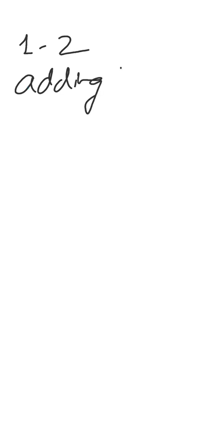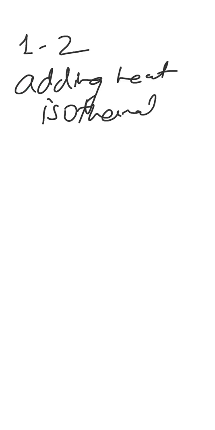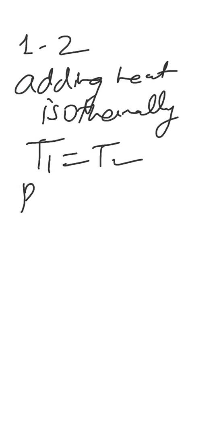See, I just tell you one thing. You should know the characteristics of each process, okay? 1 to 2. In 1 to 2, what is happening, I'll tell you one by one. In 1 to 2, you are adding the heat isothermally. That means your temperature T1 is equal to T2 actually, okay? But P1 V1 equals P2 V2.